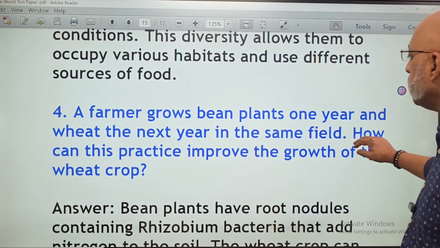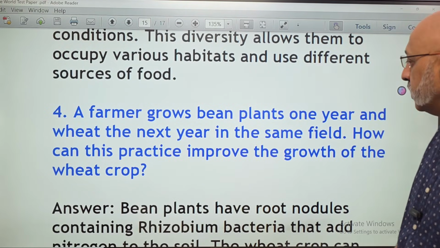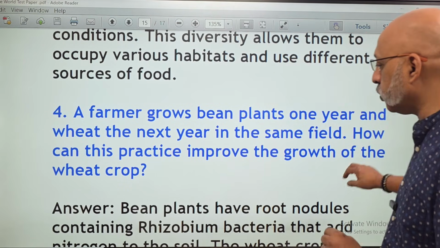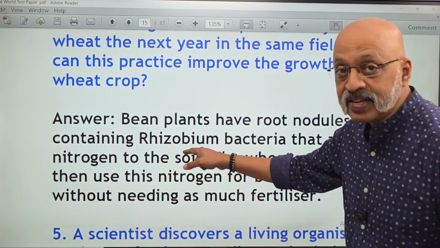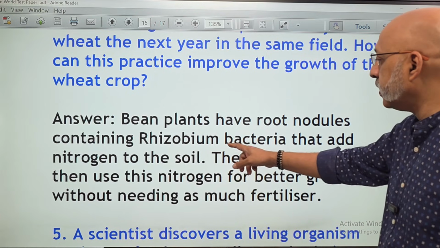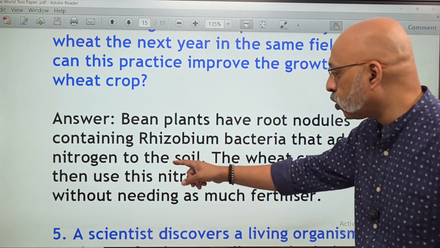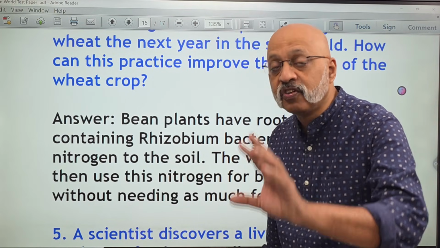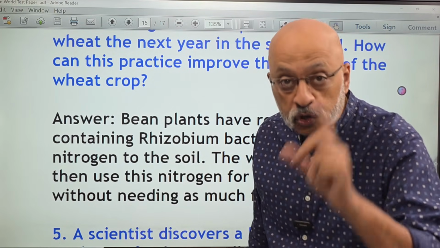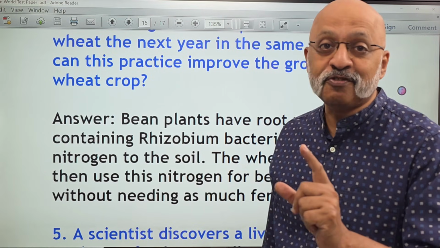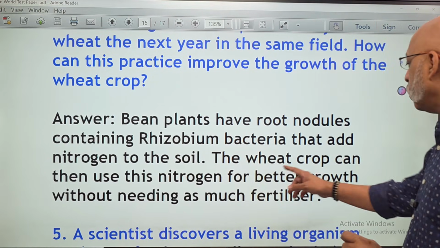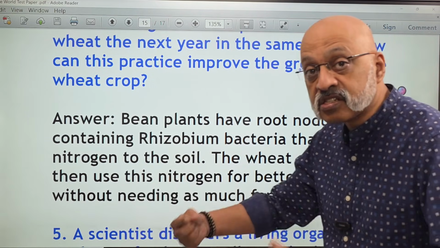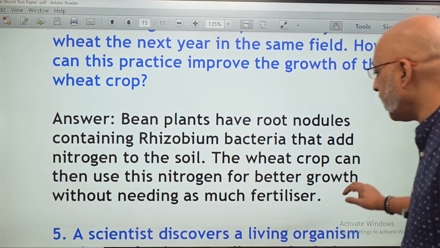A farmer grows bean plants one year and wheat the next year in the same field. How can this practice improve the growth of the wheat crop? Very interesting question. Because of the rhizobium. Bean plants have root nodules containing rhizobium bacteria that add nitrogen to the soil. So rhizobium and nitrogen are two key words which are absolutely important. If you do not use these words, if you do not provide this information, you will not get full marks. The wheat crop can then use this nitrogen for better growth without needing any extra nitrogen fertilizer to be added.